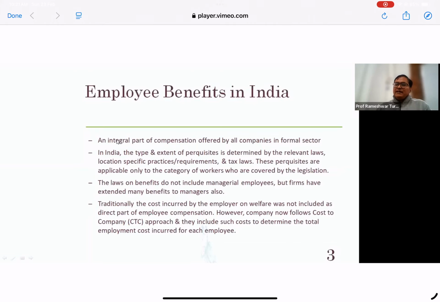For example, in India, it is an integral part of compensation offered by companies in the formal sector. The type and extent of perquisites is determined by the relevant laws, location-specific practices or requirements, and tax laws. These perquisites are applicable only to categories of workers who are covered by the legislation. The laws on benefits do not include managerial employees, but firms have extended these benefits to managers. Traditionally, the cost incurred by the employer on welfare was not included as a part of employee compensation. However, companies now follow a cost to company approach where they show all these things and add them.